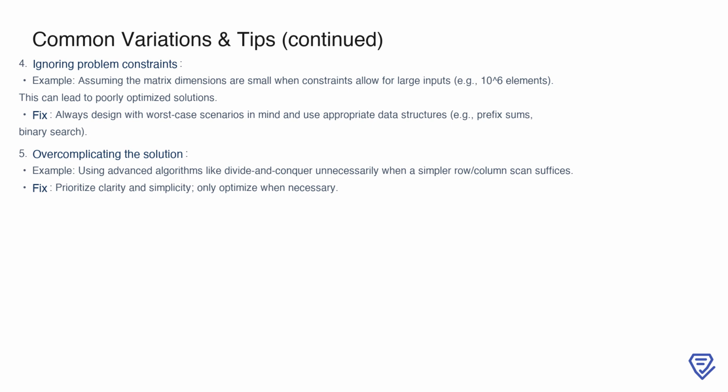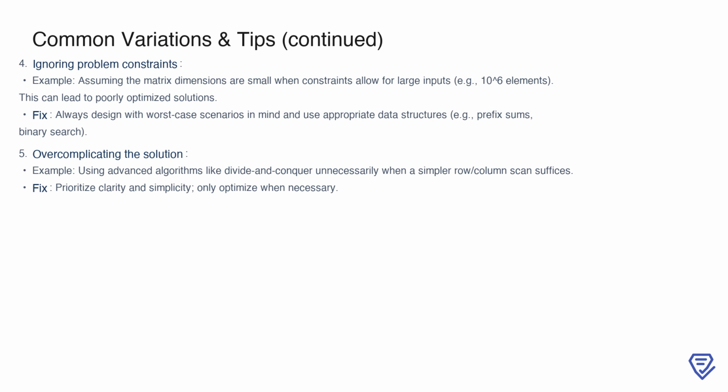Ignoring problem constraints can severely impact performance. For instance, assuming that the matrix dimensions are small when the constraints allow for large inputs, such as matrices with up to 1 million elements, can lead to poorly optimized solutions. To handle this, always design your approach with the worst-case scenario in mind, and consider using efficient data structures like prefix sums or binary search to optimize performance.